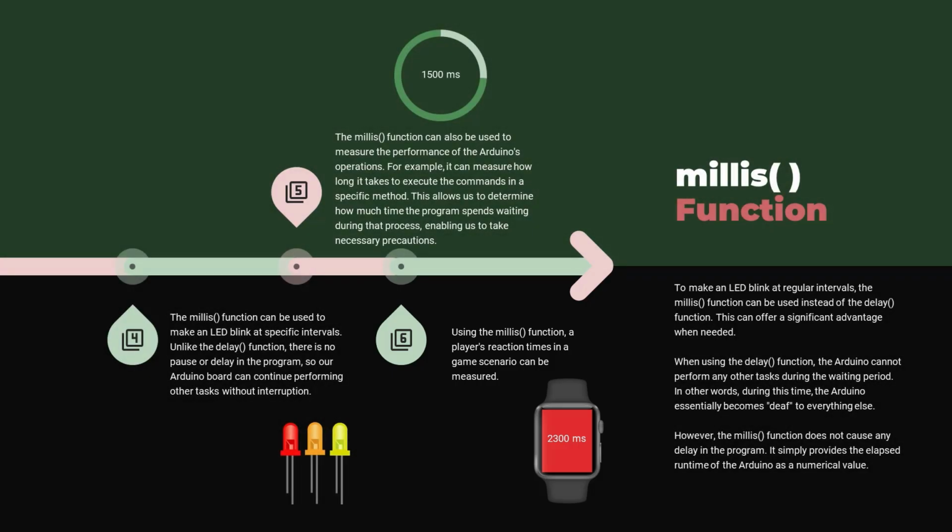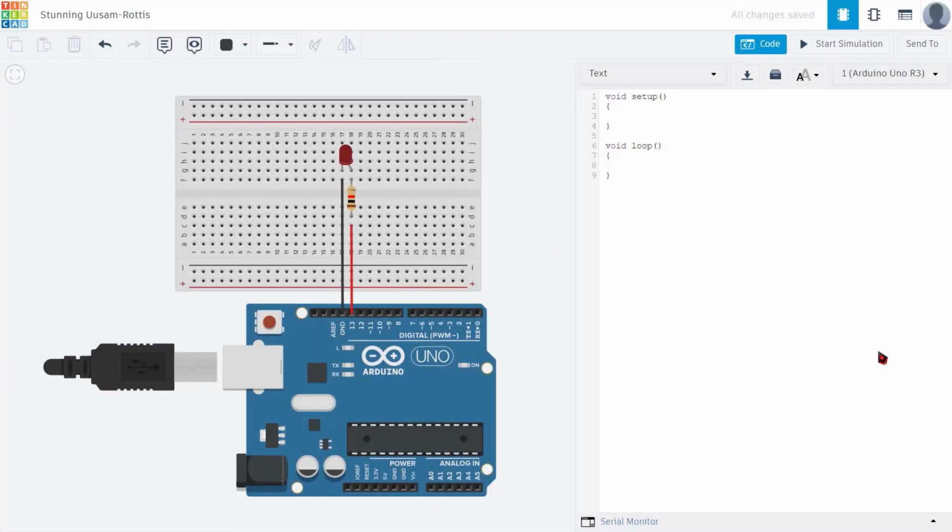We are moving forward in our education with the help of a sample application. A red LED is connected to pin 13 of the Arduino, and we will use the Millis function to toggle this LED on and off at specific intervals.